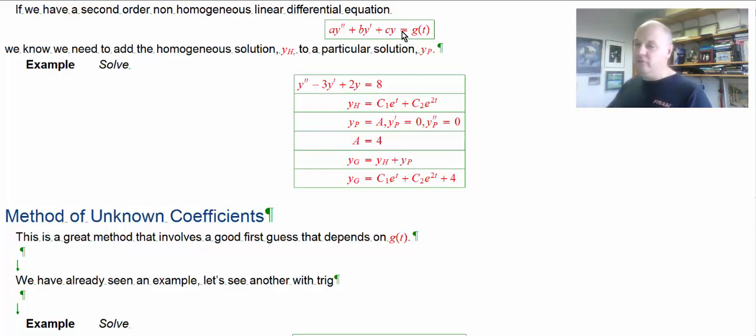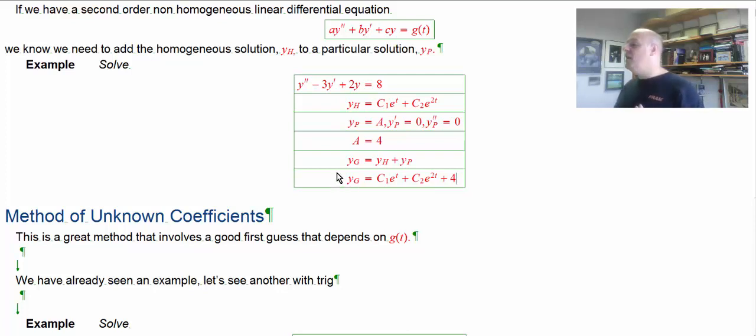The first way, the subject of this video, is the method of unknown coefficients, where we kind of guess a form of a solution, but we leave some of the constants as unknowns, the unknown coefficients, and then we plug it into the left-hand side, set it equal to the target function, and figure out what those unknown coefficients have to be such that the particular solution really is a particular solution to the differential equation.